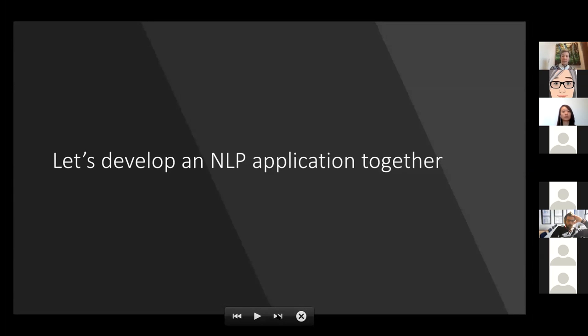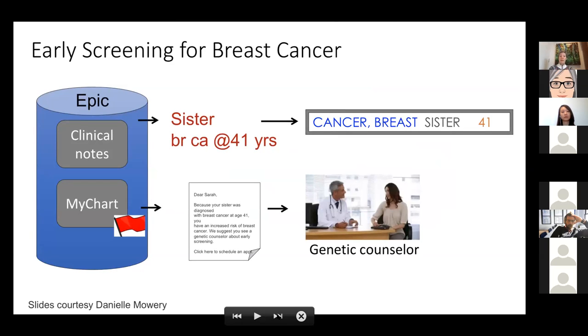So let's step through some of that together, of actually building an NLP application. And rather than do a demo, I just did it all on slides because I didn't want to get stuck with the demo problem.